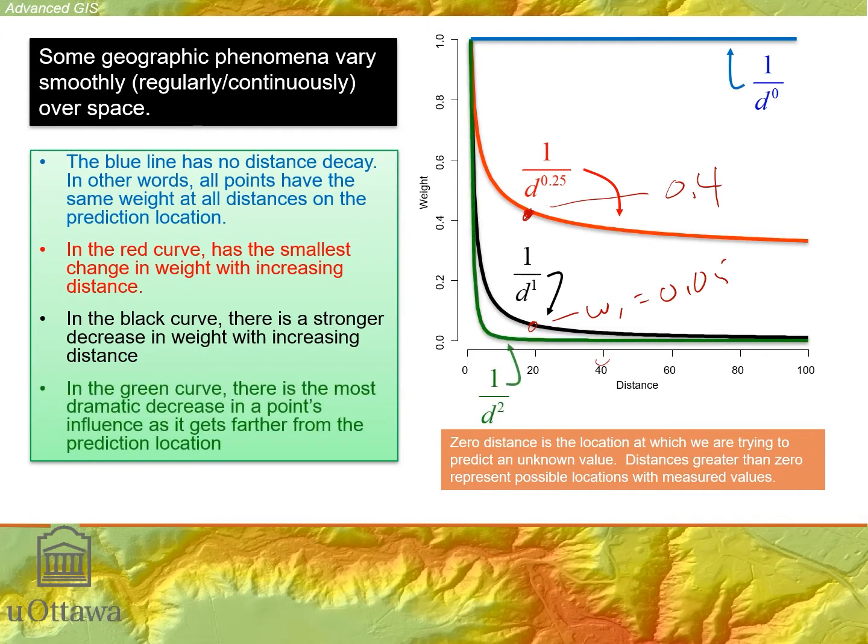And this is inverse distance squared. In this case, at 20 units, you have almost 0 as a weight, approximately. So only values very close to the location that has to be estimated will have any influence on that local value. So it becomes more and more localized, more and more local as you increase the power to which you raise distance in the denominator.